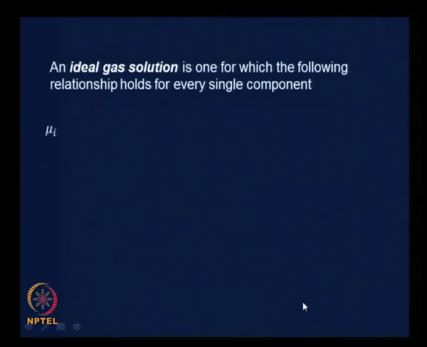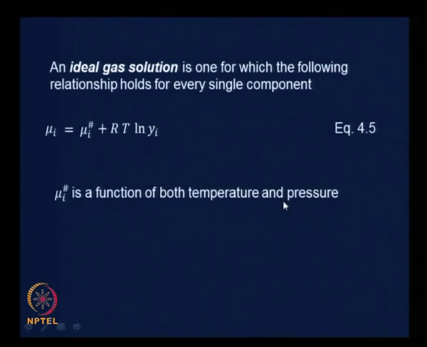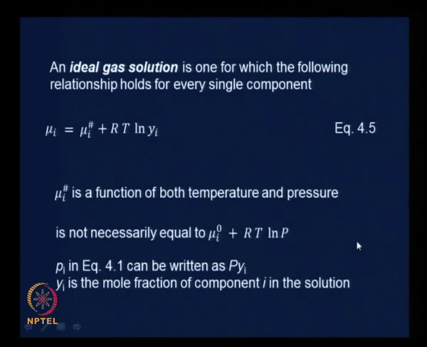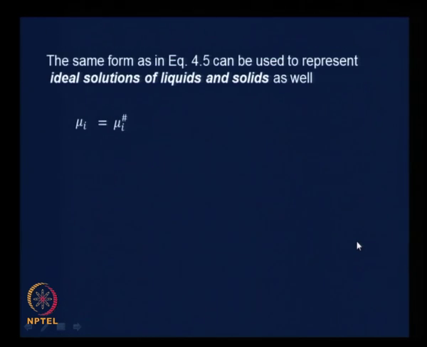In the ideal gas solution, the formulation that we had used is mu I equals mu I hash plus RT ln yi. The important thing being that mu I hash is a function of both temperature and pressure, and here we have a convenient formulation in terms of the mole fraction, mu I equals mu I hash plus RT ln yi, and this is for an ideal gas solution. For the ideal solutions of liquids and solids, we use xi as the mole fraction of the component I in the liquid or the solid solution.